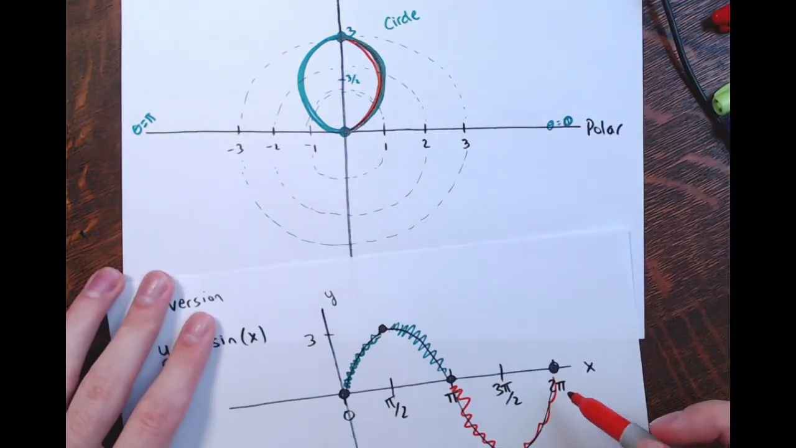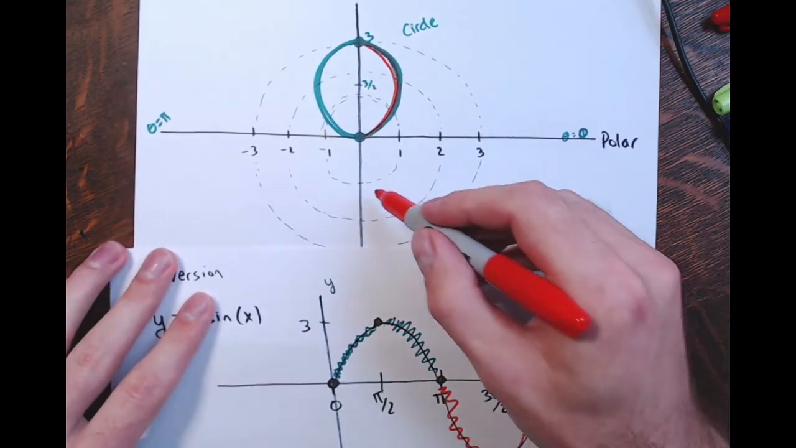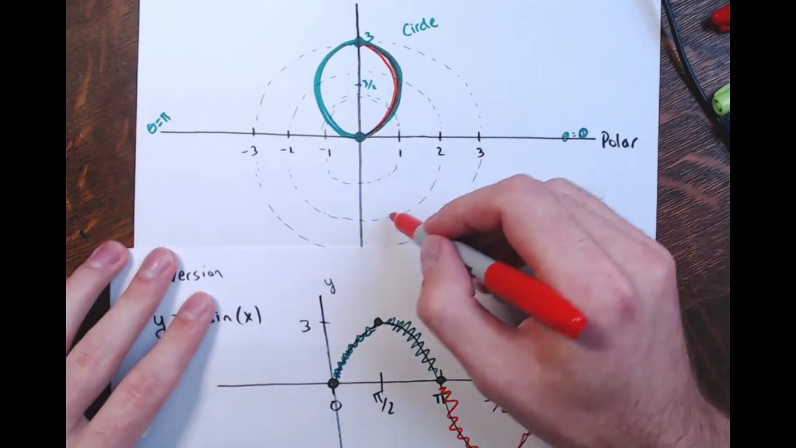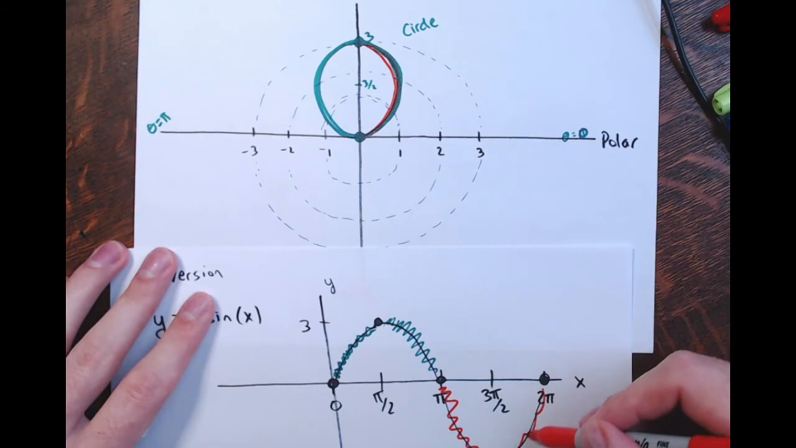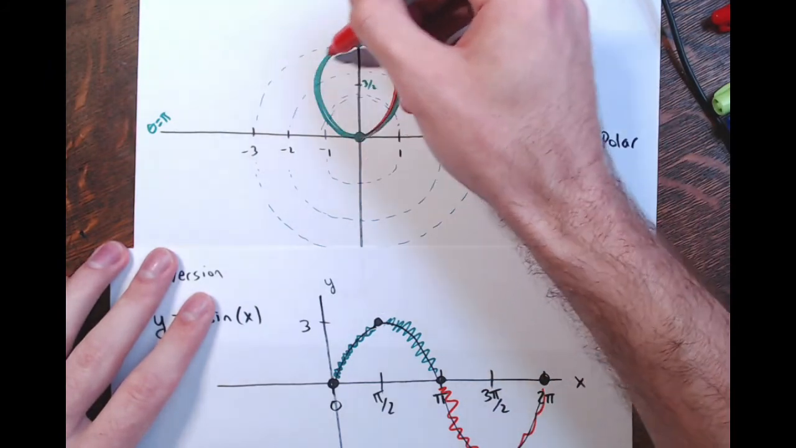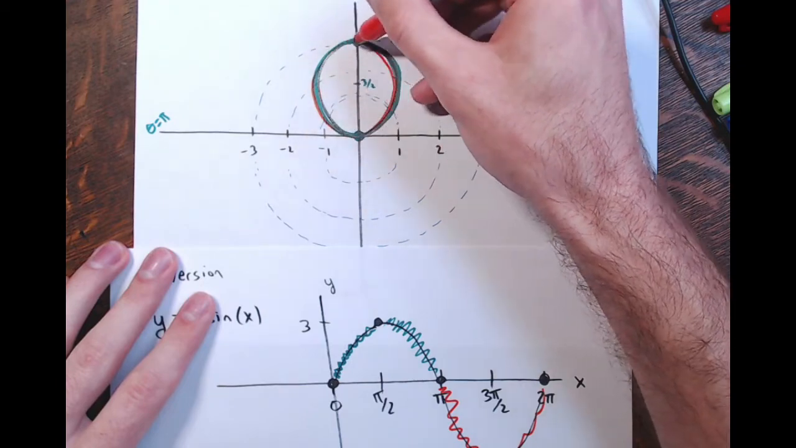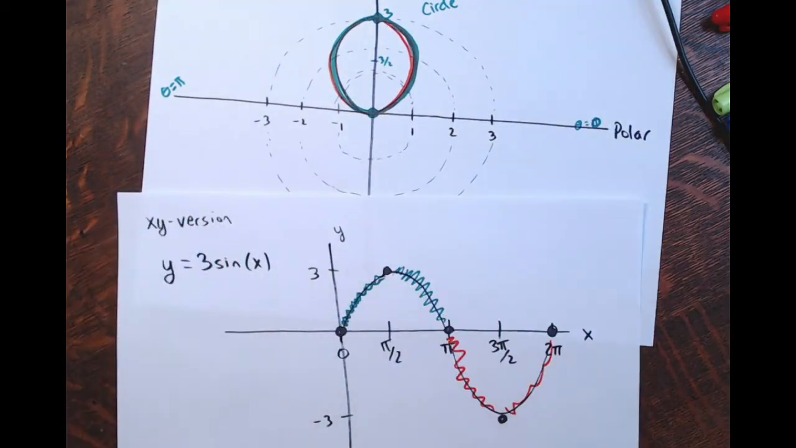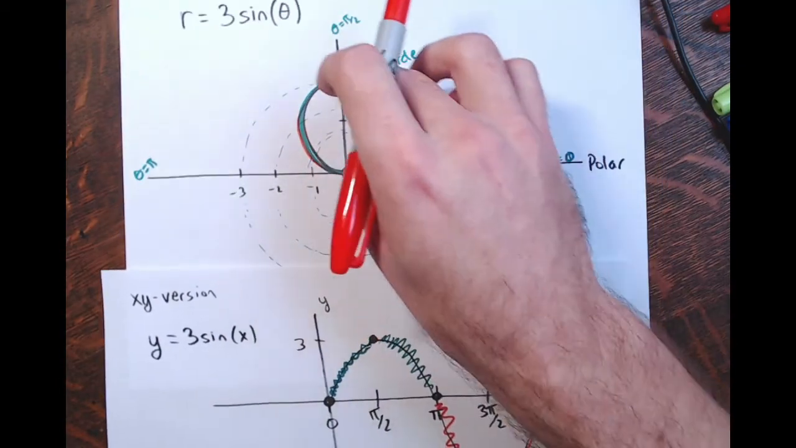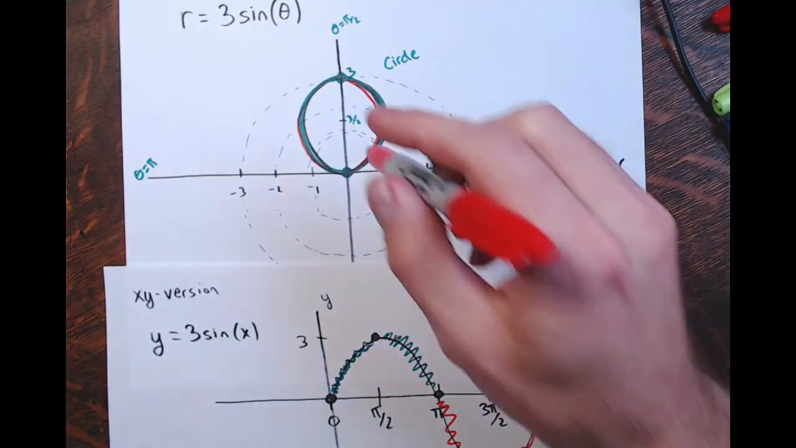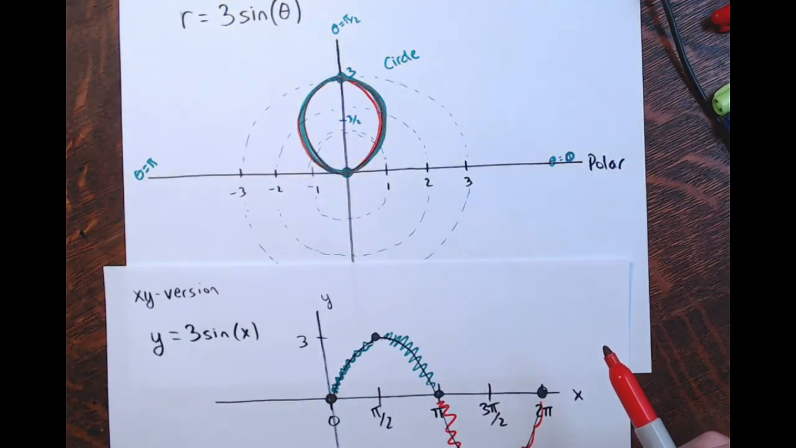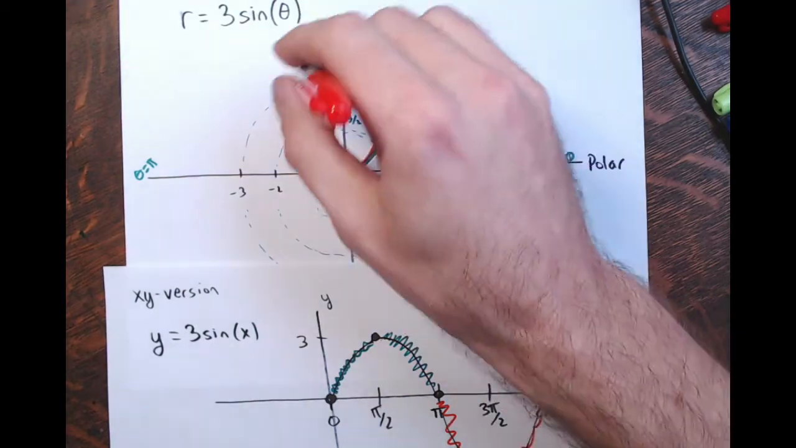Same thing here from 3 pi over 2 to 2 pi. I'm in quadrant 4. But again, the values of r are negative, so I go the opposite way. I'd be in quadrant 2 and be plotting, basically tracing out this part of the graph again. So going through this whole picture and translating it to the polar grid traces out this circle twice. But the graph is a circle.